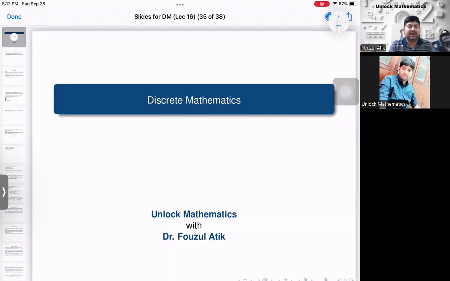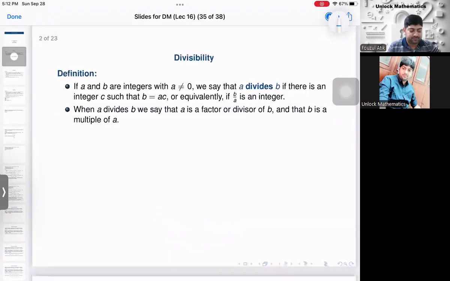So today we'll start a new unit called Elementary Number Theory. Whatever things we have known since our childhood, we'll be recalling them, and with that we'll learn a few more things, right? So without wasting time, I'll start with divisibility.